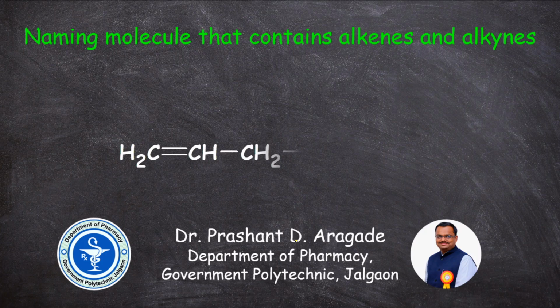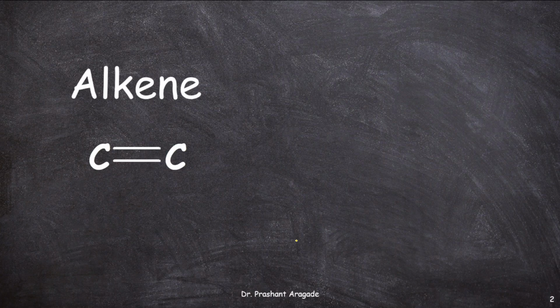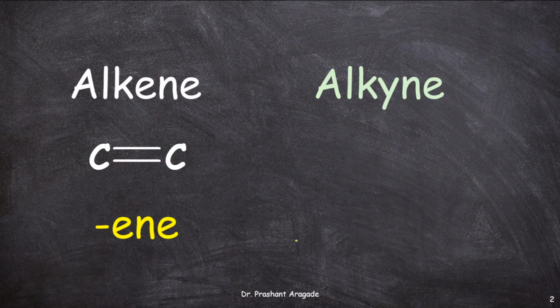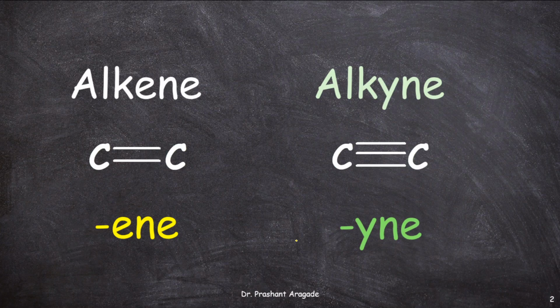Like that. You know very well the alkenes, the unsaturated hydrocarbons containing carbon-carbon double bonds, and for the IUPAC naming we are using ENE as a suffix. On the other hand, the alkynes are the unsaturated hydrocarbons which contain a carbon-carbon triple bond, and YNE, that is in suffix, is used for naming the alkyne.